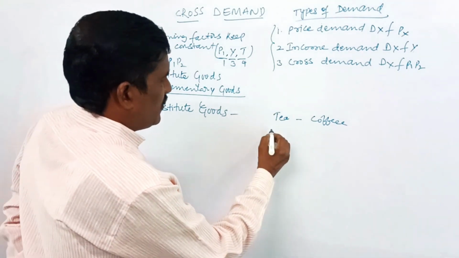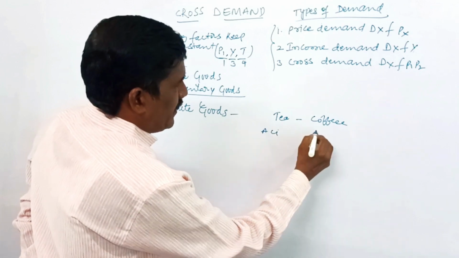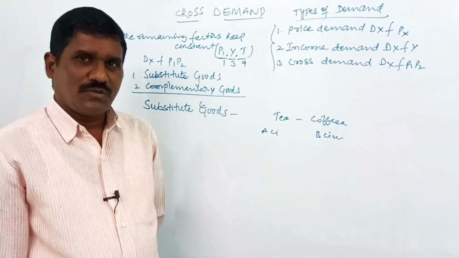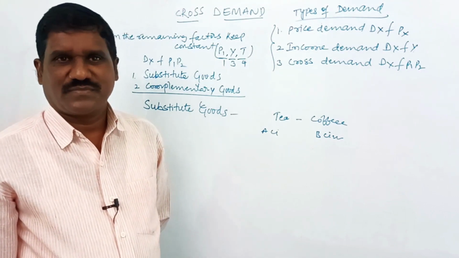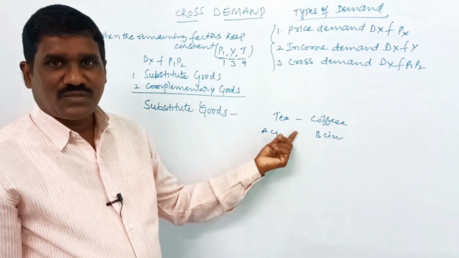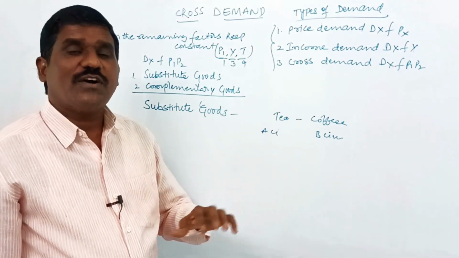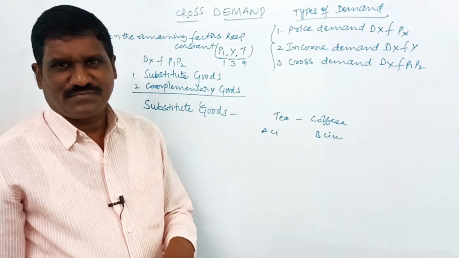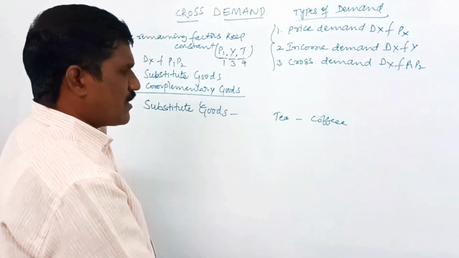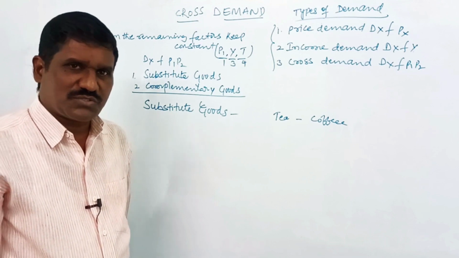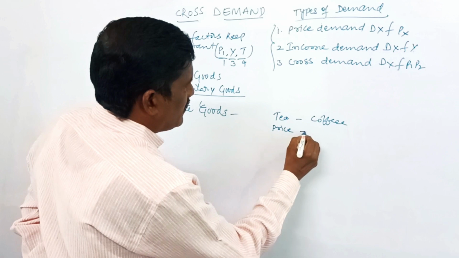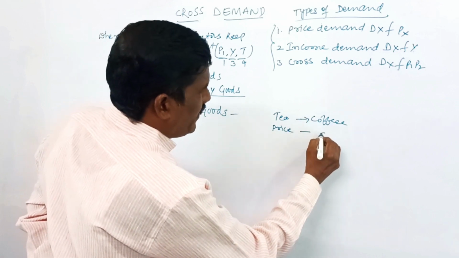For example, cinema A and cinema B are substitute goods, a substitute relationship. Here there are a number of examples, but we take only tea and coffee. These are substitute goods. For example, tea price and then coffee demand.